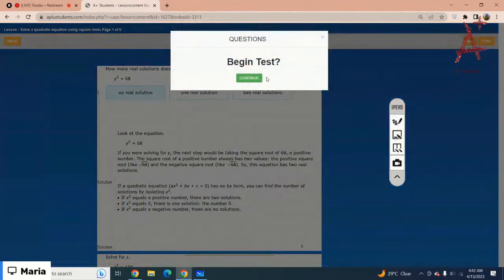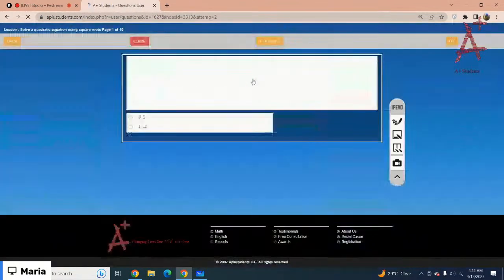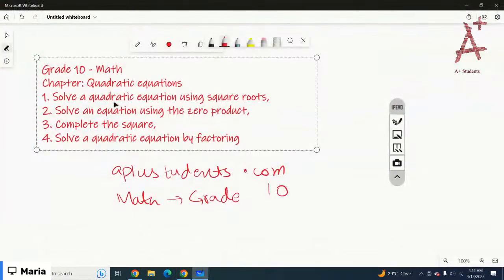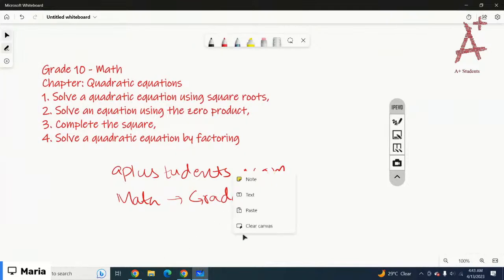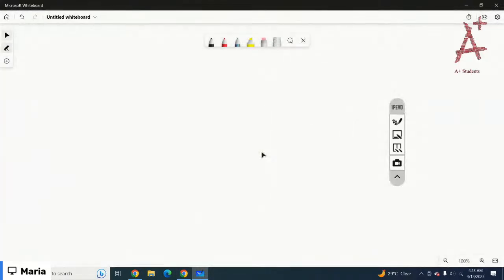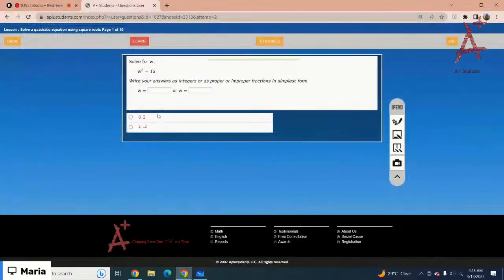Let's start with the test questions. Okay, so it is w squared equals 16. You have to square root both sides in this case, when you have a square on one side. You have to solve by taking the square root of both sides. When you square root anything, it has two answers, a positive and a negative: positive 4 and negative 4. So it has two solutions, they are 4 and negative 4.